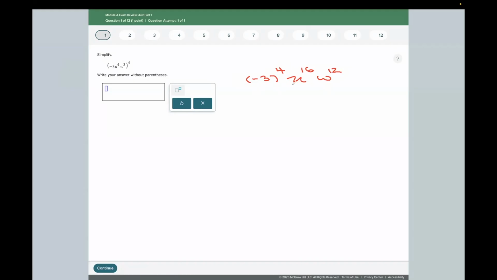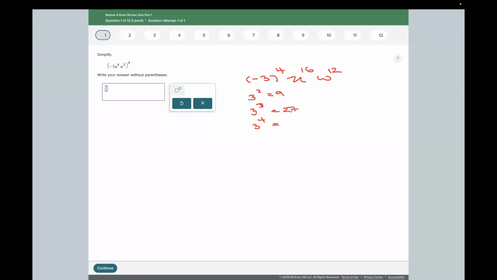And then if I simplify this out, I can say, okay, well, -3 to the 4, I know that's going to be positive because negative times negative is positive. And then here we know, well, what's 3 times 3? So 3 squared is 9. And then 3 cubed is 9 times 3, so that's 27.